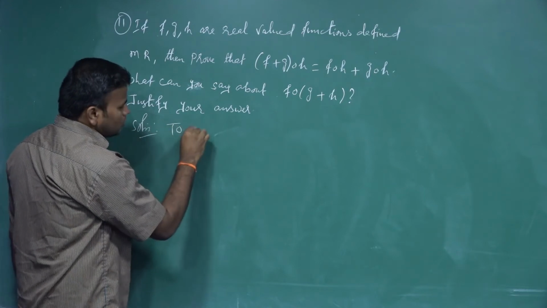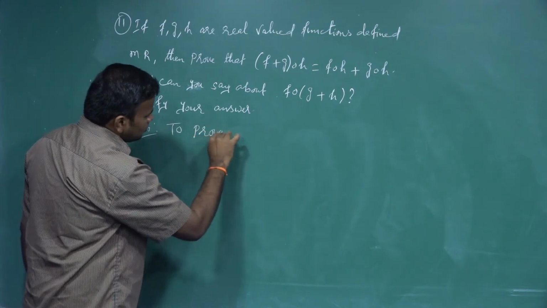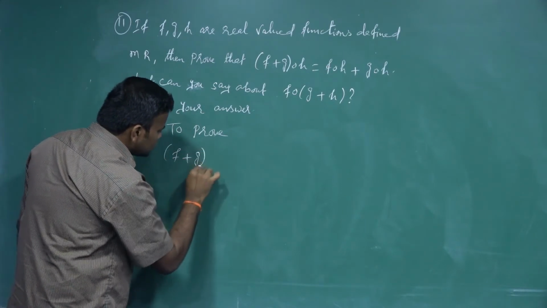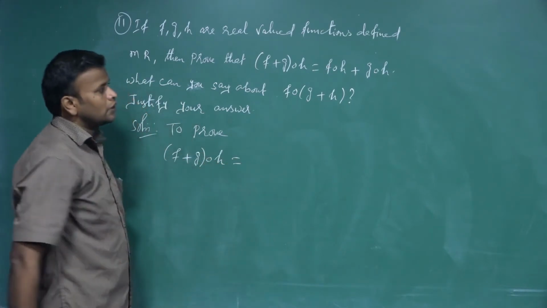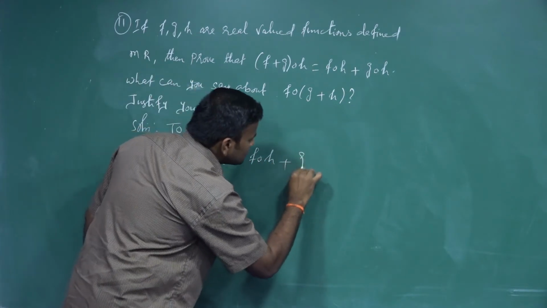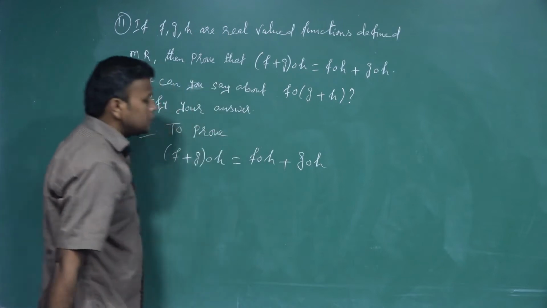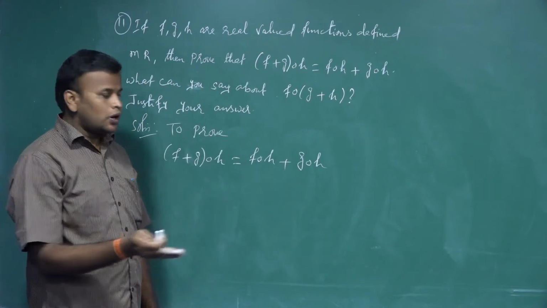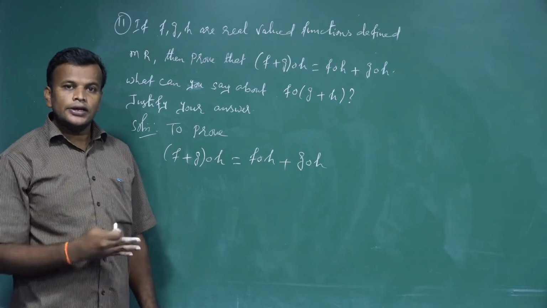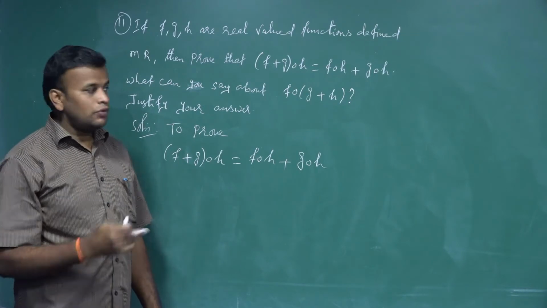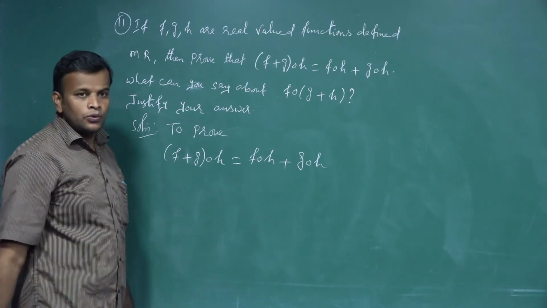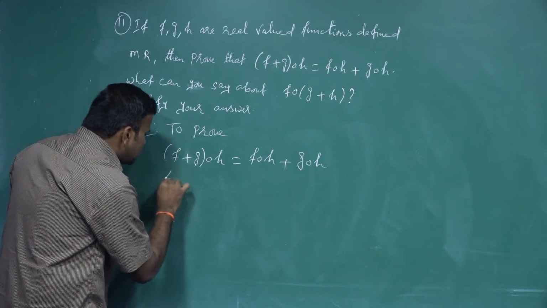First of all, to prove the first one, (f + g) ∘ h = f ∘ h + g ∘ h. Whenever we prove one result or an identity, we will take first of all the LHS. Suppose we simplify this one, we get the RHS also, then we come to the conclusion the given one is proved. So here also I will be taking the value of LHS.